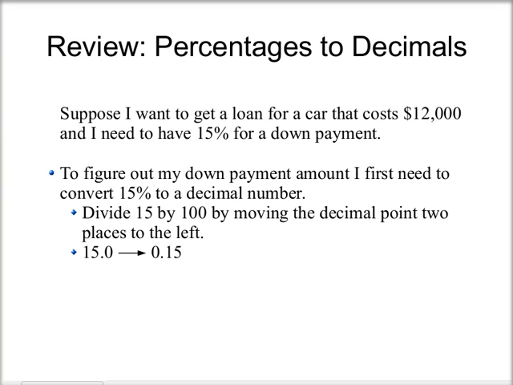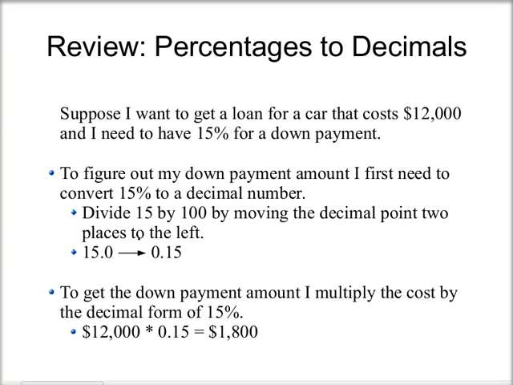And to do that, I want to divide 15 by 100 by moving the decimal point 2 places to the left. So if you look at it, I started out with 15.0 here so I could see where the decimal point is, and then I just move it over 2 spaces to the left, and that gives me 0.15 as the decimal form of 15%.